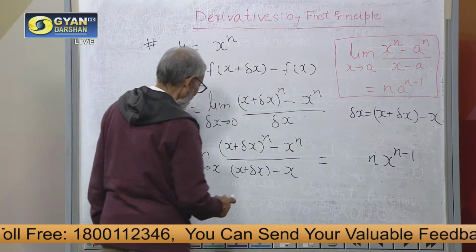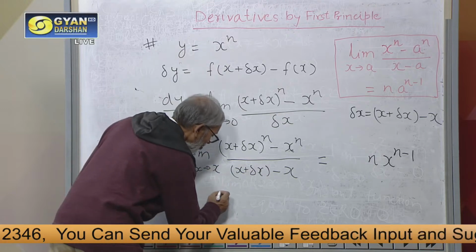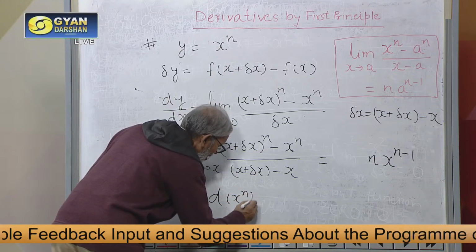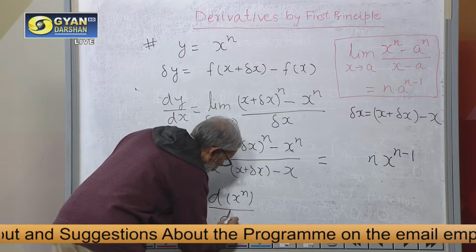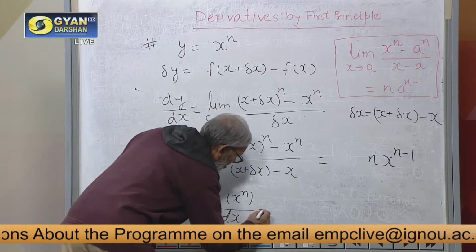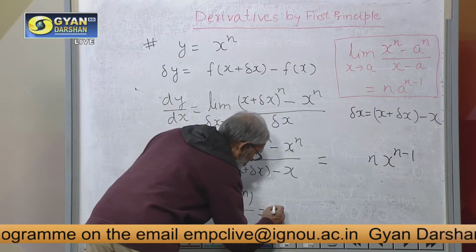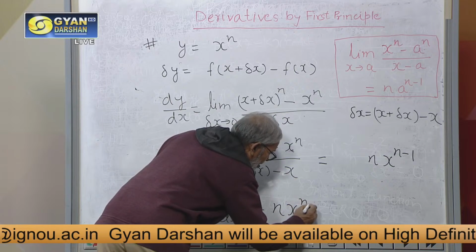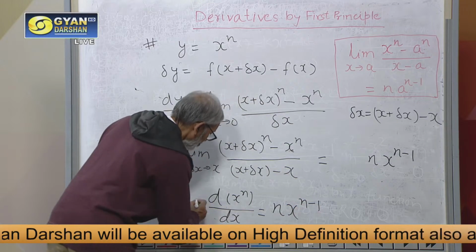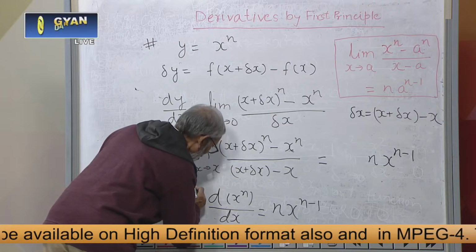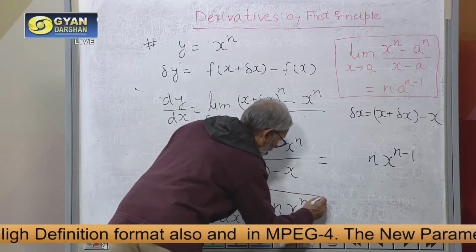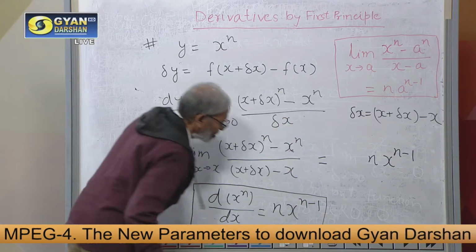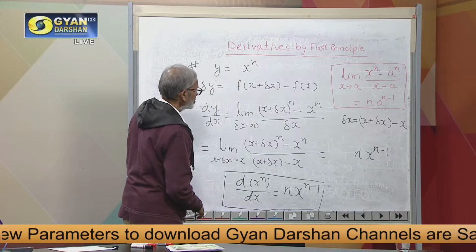So this is again a standard formula: d of x to the power n by dx will be equal to n x to the power n minus 1. So you should remember this formula, because it will be used at many places.